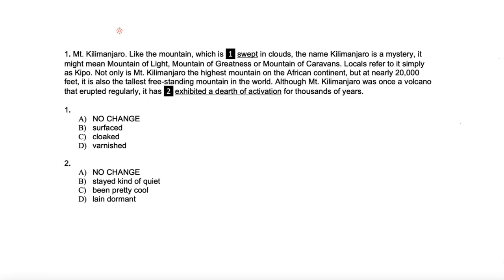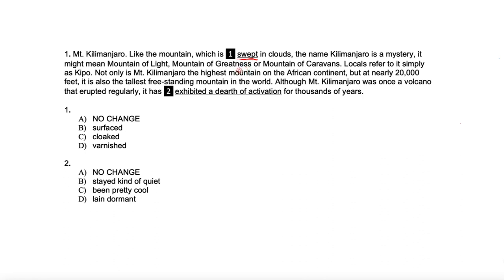Another question. Mount Kilimanjaro, like the mountain which is swept in clouds, the name Kilimanjaro is a mystery. It might mean mountain of light, mountain of greatness, or mountain of caravans. Now this word is underlined over here and we have to see whether it fits into the context or not.